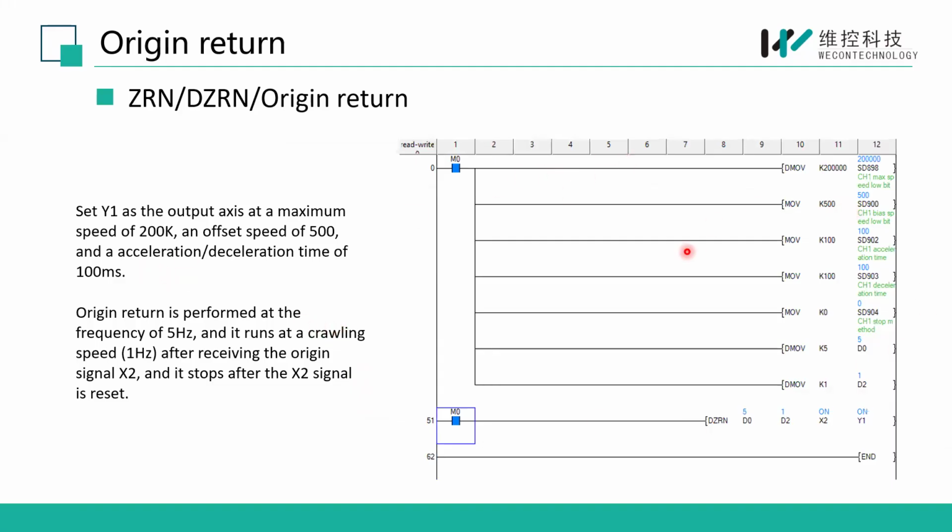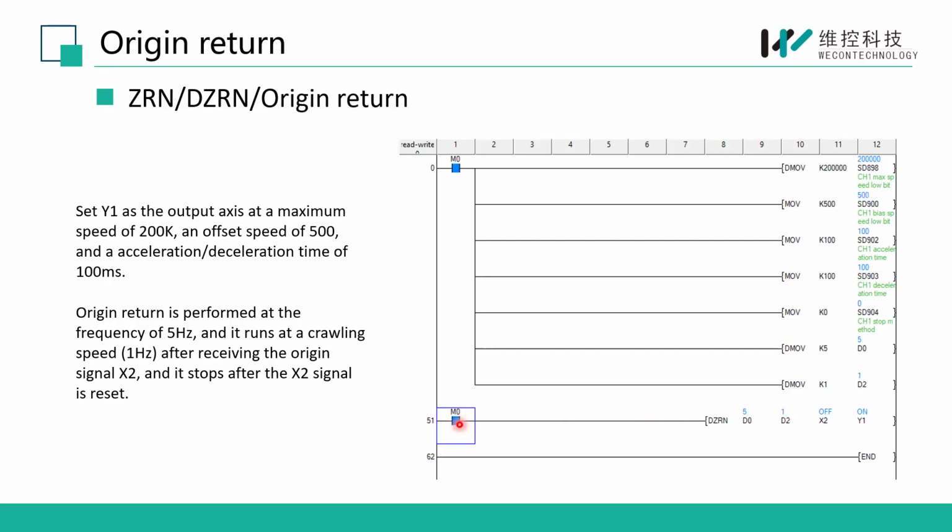In this program, first we set Y1 as the output axis with a maximum speed of 2000 and an offset speed of 500, and acceleration and deceleration times of 100 milliseconds. So origin return is performed at 5 Hertz, and when we trigger the origin signal by X2, the motor will run at the crawling speed. We set this speed at 1 Hertz.